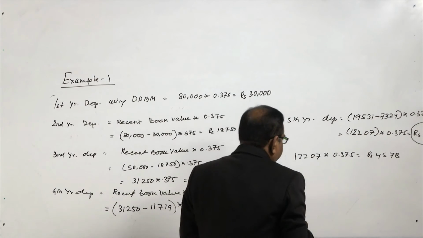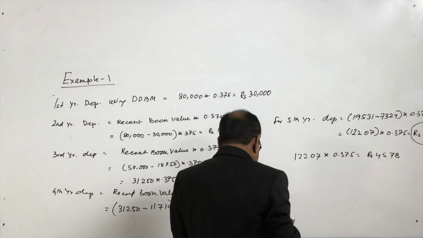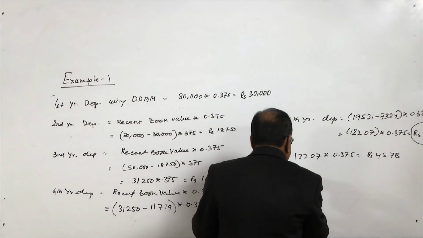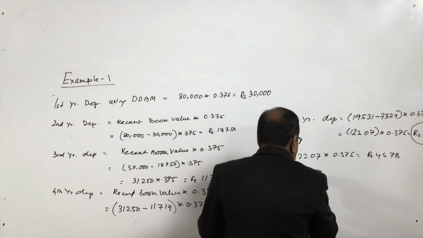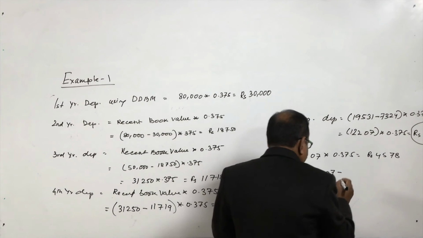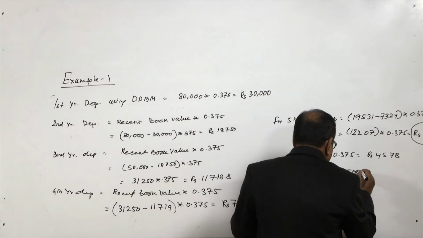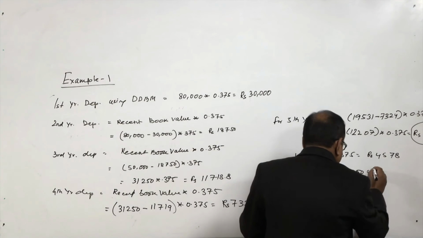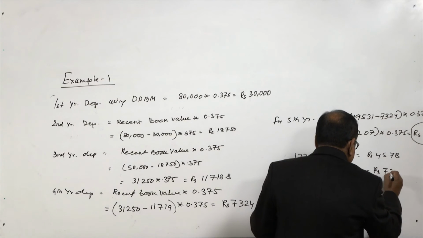From where has the 7207 come? This has come from 12207 minus the book salvage value 5000, which comes out to be rupees 7207.